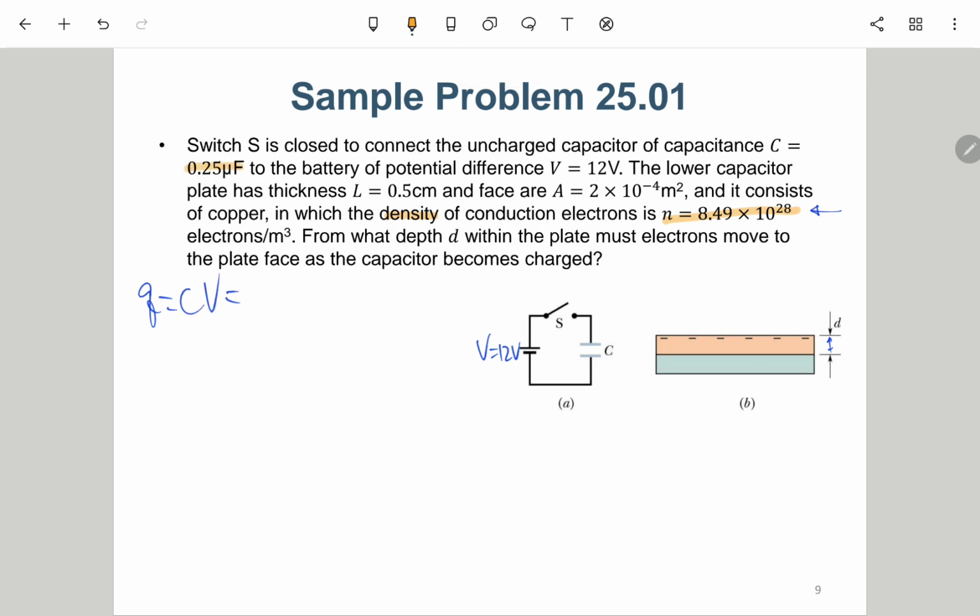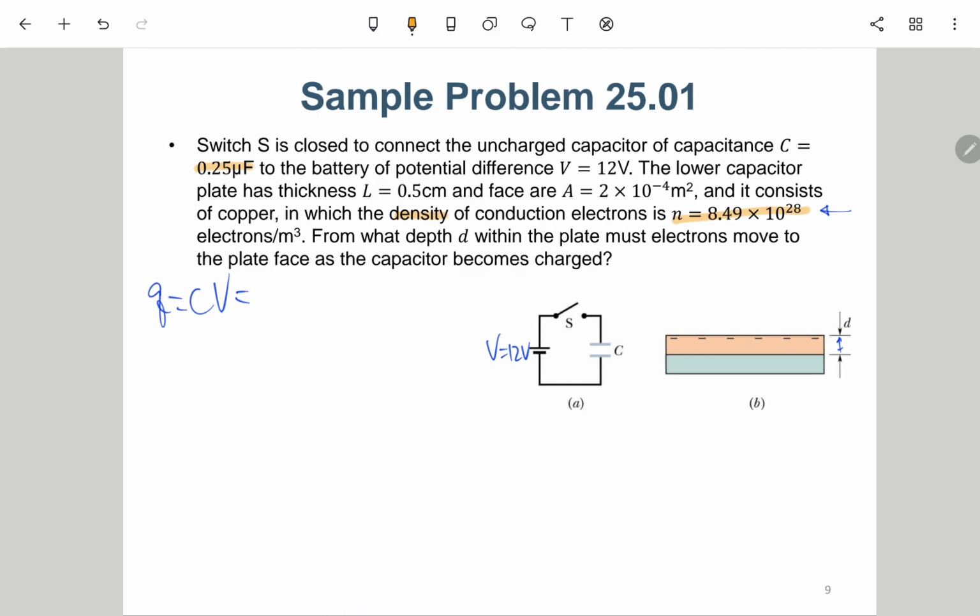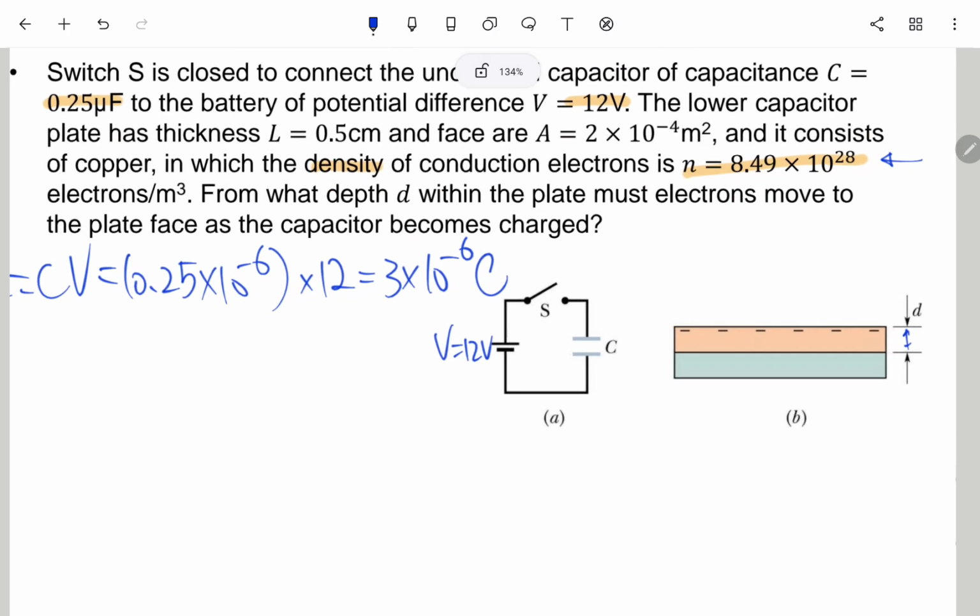Here C is 0.25 microfarad. What is micro? Micro is 10 to the negative 6. And then V is 12 volt. So this Q is simply 3 times 10 to the negative 6 coulomb. This is the charge on both the top plate and bottom plate.